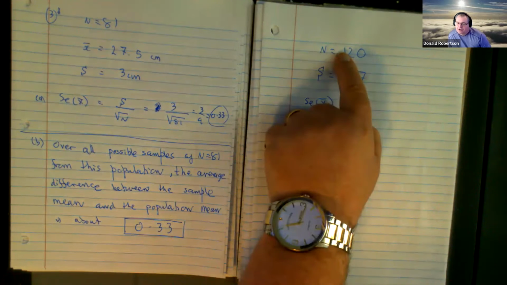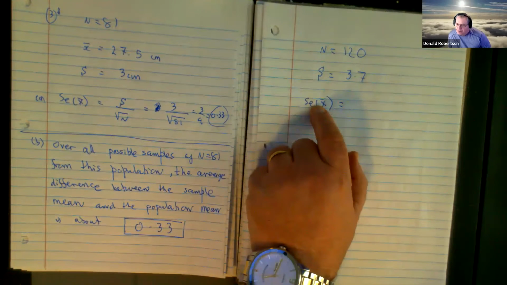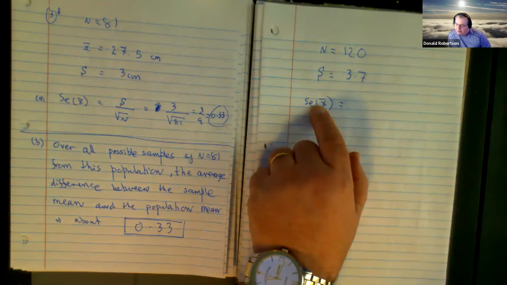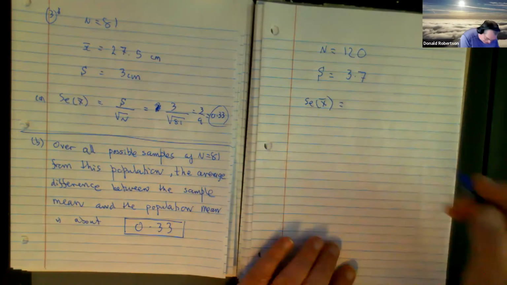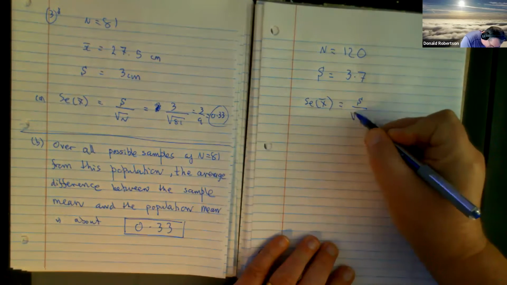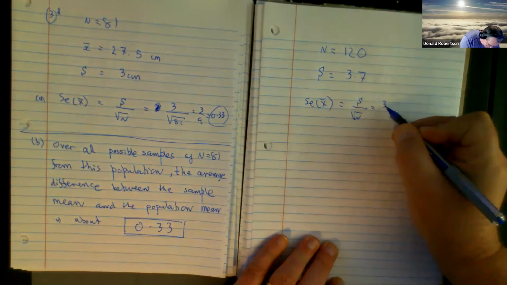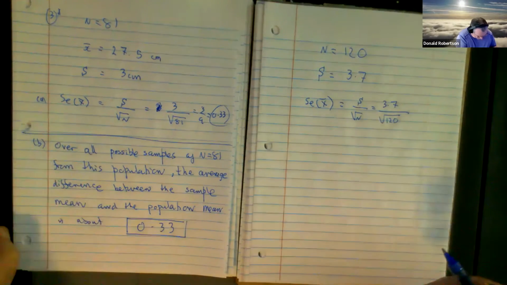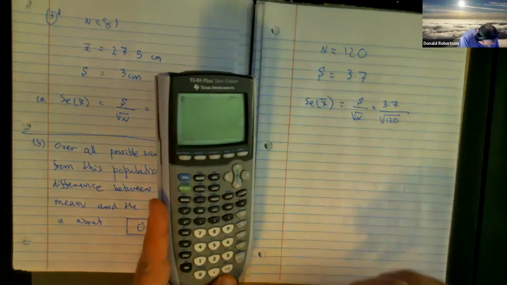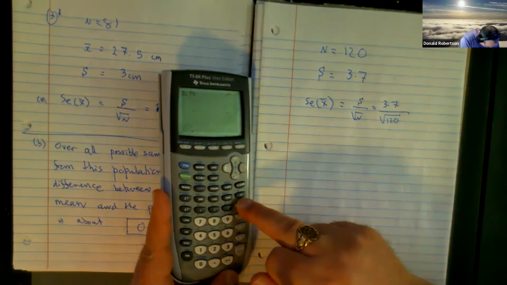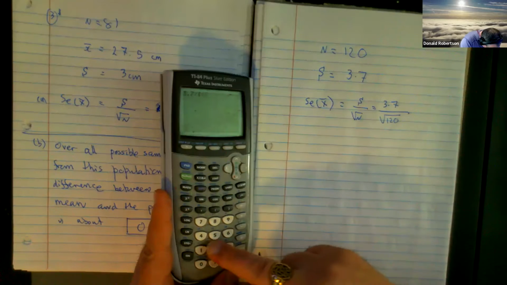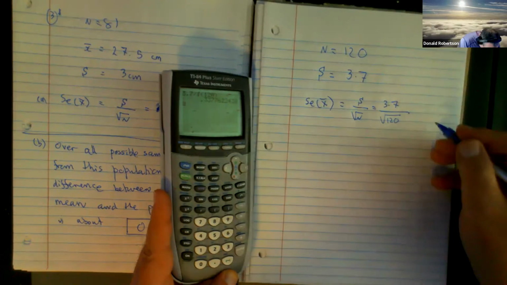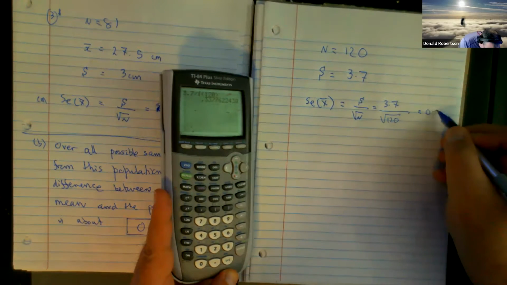So if I told you this guy and I told you this guy, could you find the standard error of the mean? Right? s over square root of n, 3.7 over the square root of 120. Let's say this time it's to 2 decimal places. 3.7 divided by the square root of 120, and to 2 decimal places, 0.34.